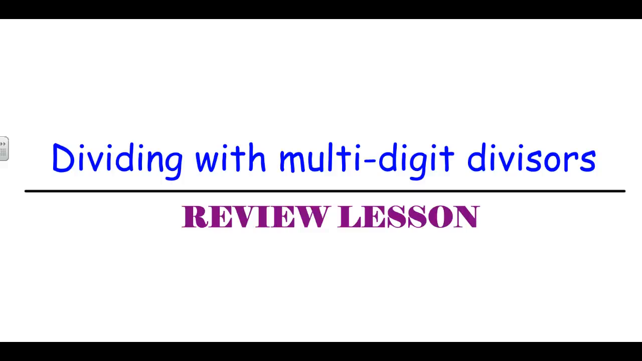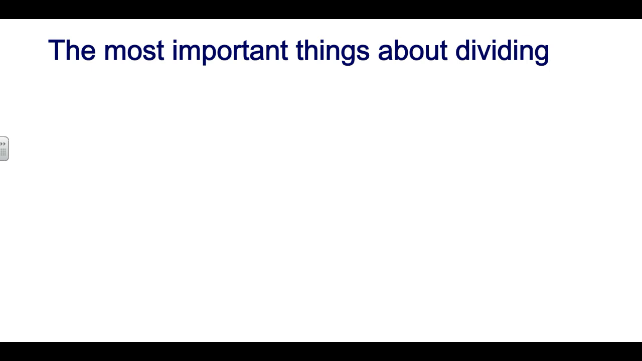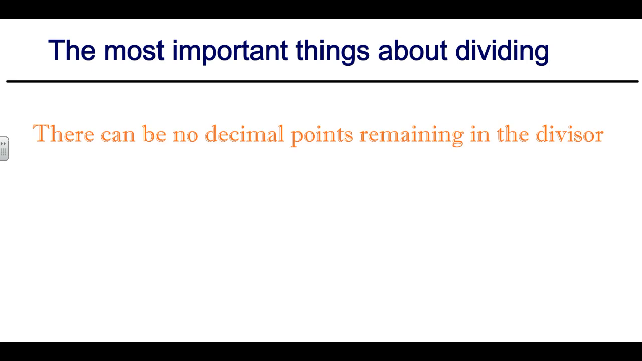So this review lesson is all about dividing with multi-digit divisors. Now we're not going to go into decimals or fractions or anything like that. This is just good old-fashioned dividing with integers. Among the many things that we need to remember about dividing, the most important is, one, there can be no decimal points remaining in the divisor. Here we're not going to worry about that too much, but that is one of the most important things.